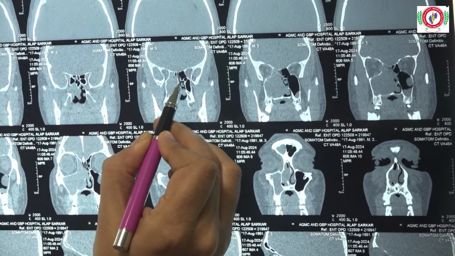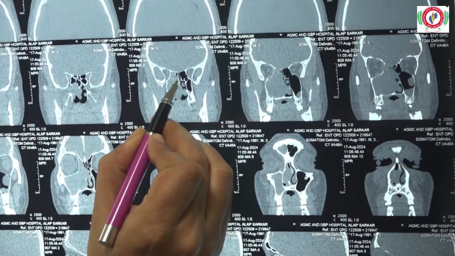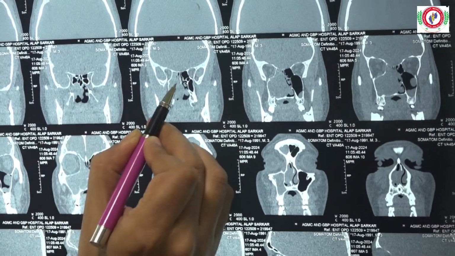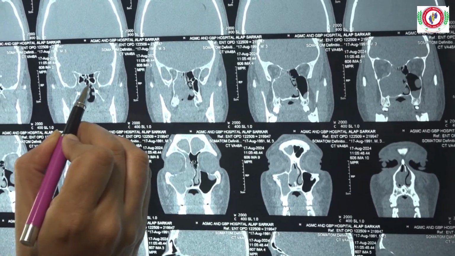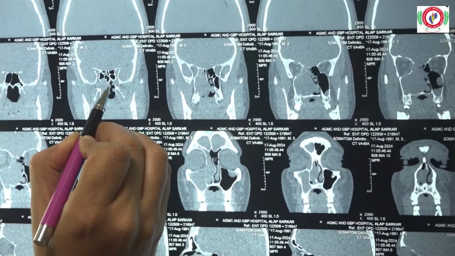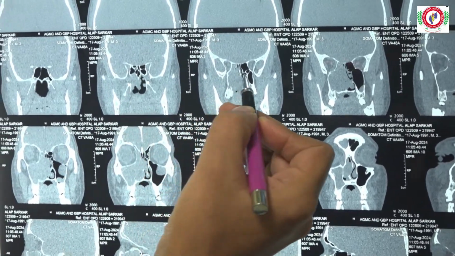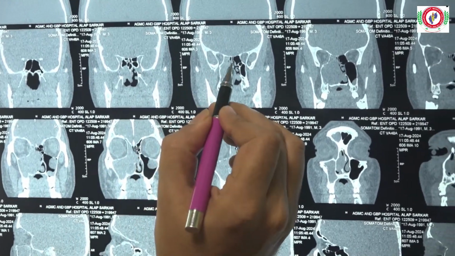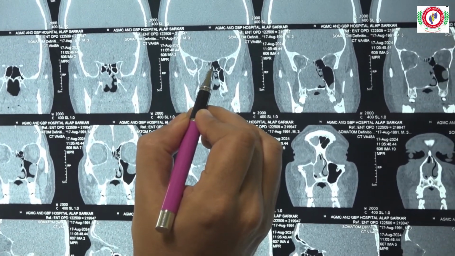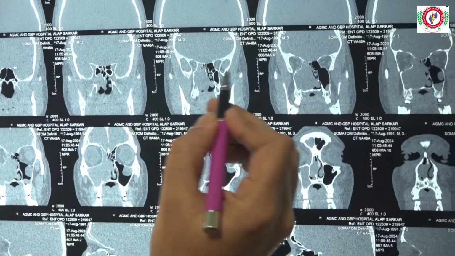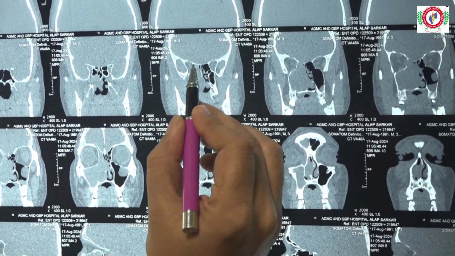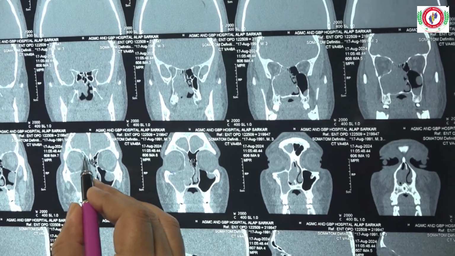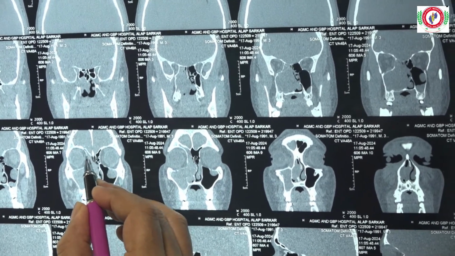Now the posterior ethmoids lie lateral to the superior turbinate. Superior turbinate forms the medial boundary of the posterior ethmoids. Okay, so this is your superior turbinate, these are your posterior ethmoids. You can see this small space between the superior turbinate and the nasal septum here. Alright, so this leads to your sphenoid sinus os. So between the superior turbinate and the nasal septum.